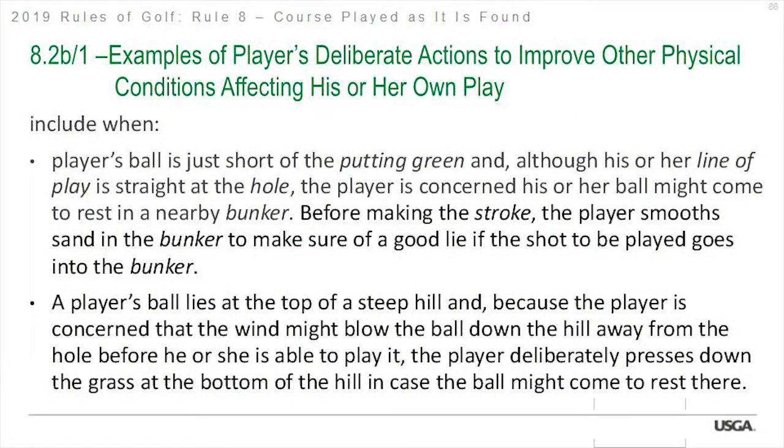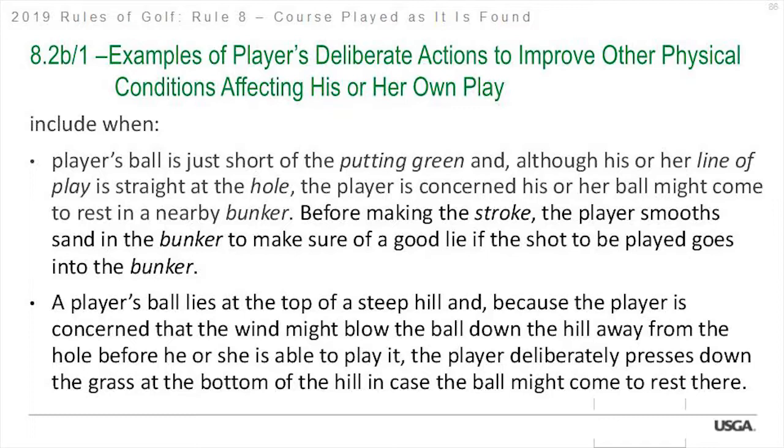Okay. Player's ball is just short of a putting green, and although his or her line of play is a straight line to the hole, the player is concerned his or her ball might come to rest in a nearby bunker. So before making the stroke, the player smooths the sand in the bunker to make sure of a good lie if the shot happens to go there. Example of a violation. If the player reasonably thinks that his ball can end up in the bunker, you can't go improve that bunker.